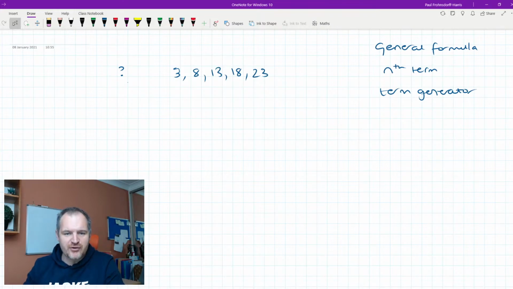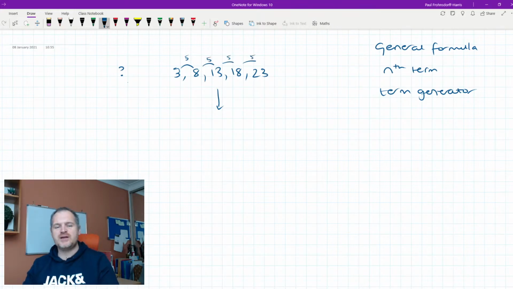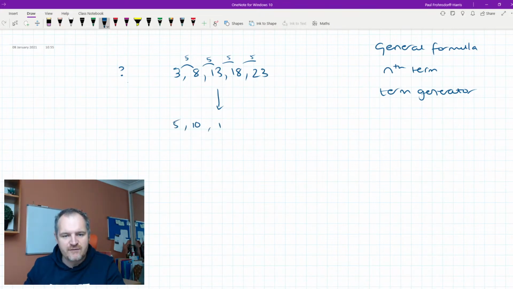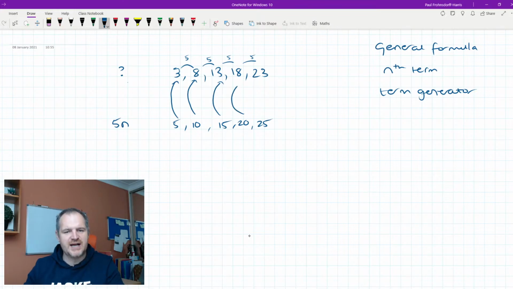So what we're going to do is say what I think the gaps here are: 5, 5, 5, 5. So I think to myself, what do I know that has a gap of 5? It's the 5 times table: 5, 10, 15, 20, 25. They have a gap of 5 also. And we call them 5n. But now, imagine I'm trying to go back. How am I going to get from 5 to 3, 10 to 8, 15 to 13, 20 to 18, and 25 to 23?